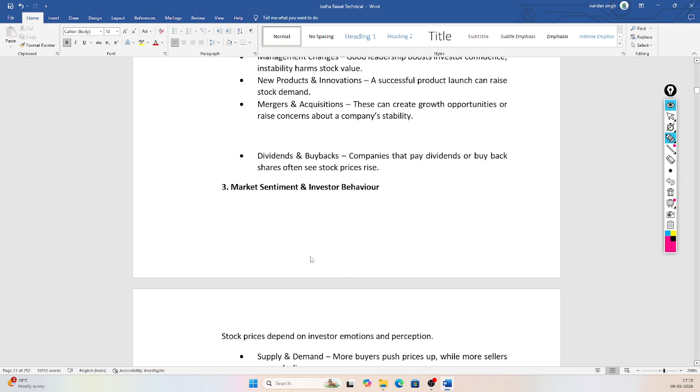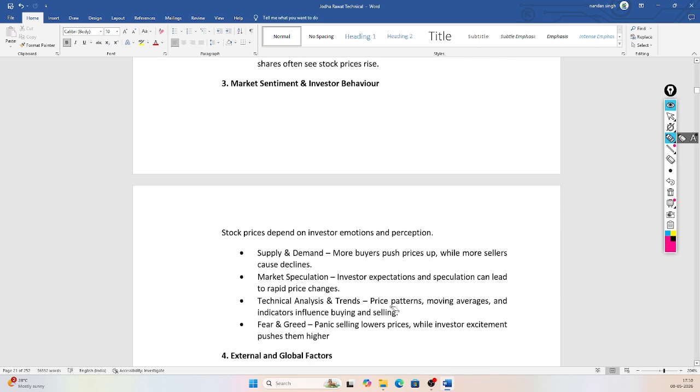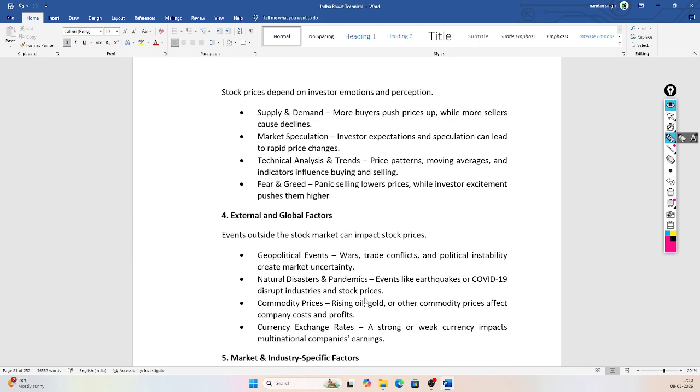What are we going to learn? Market sentiment and investor behavior. So let's start with the class. Let's go ahead. Stock market depends on investor emotion and perception.